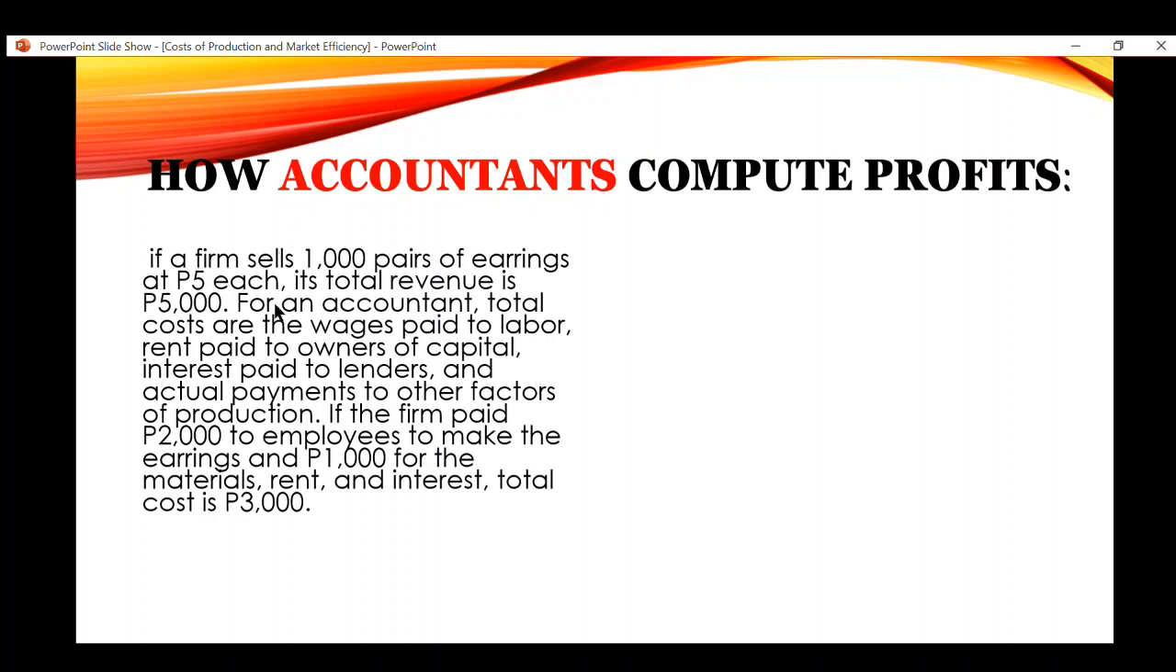For an accountant, total costs are the wages paid to labor, rent paid to owners of capital, interest paid to lenders, and actual payments to other factors of production. If the firm paid 2,000 for employees to make the earrings, that's our labor, and 1,000 for the materials, rent, and interest, the total cost would be 3,000 pesos.